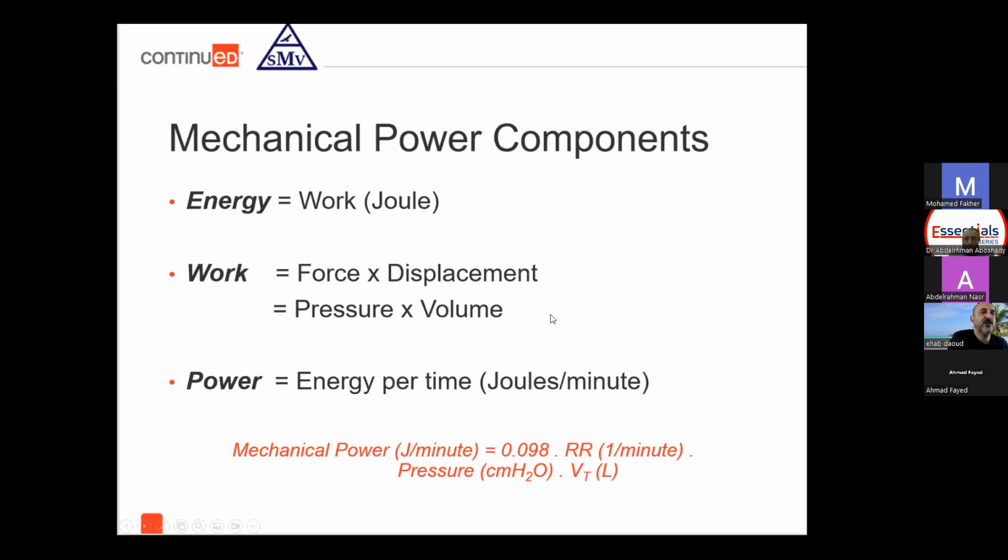When you think about it, how do we calculate this? We all know about the pressure volume curve that we measure in mechanical ventilation. So if you calculate the area under the curve of the pressure volume curve and divide by minute, that's your mechanical power. Usually that's the most common equation for mechanical power: 0.098 is just a conversion unit, multiplied by the respiratory rate, how many times per minute, multiplied by the pressure in centimeters of water, multiplied by the tidal volume in liters.